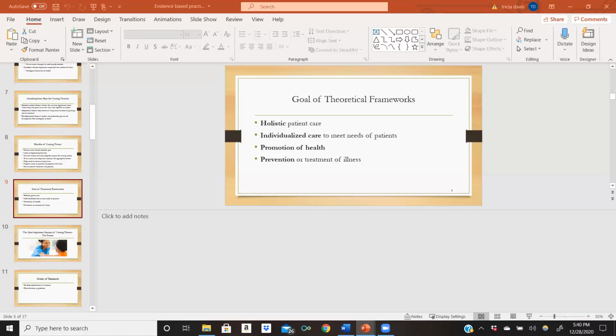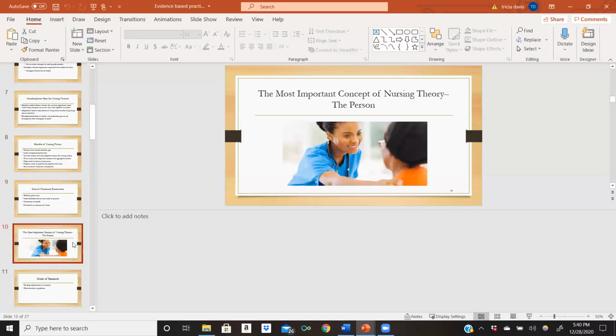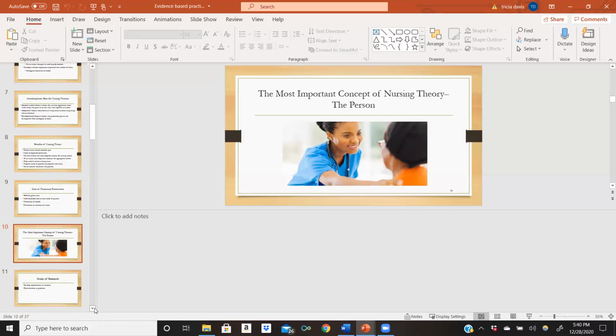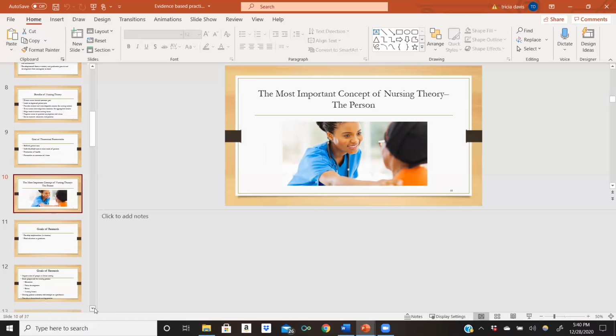All right. So the most important concept of nursing theory is the person. And the person is the patient, okay? That is always going to be the most important concept.